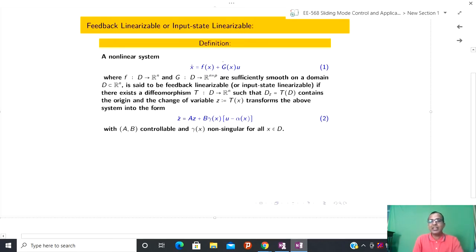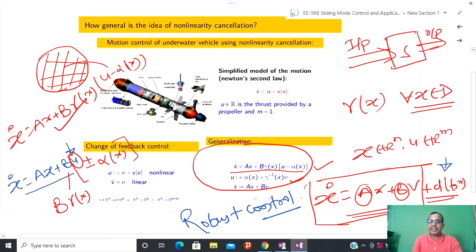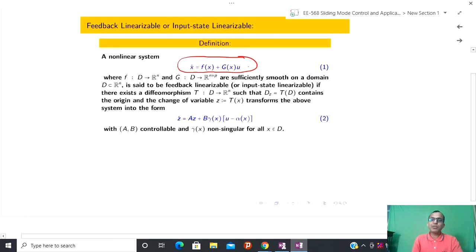Now what he is telling is that you can take any general system, x dot equal to f(x) plus g(x) into u. Now you can see that the system is not in this form. The first step, as we have seen, is that at least I am able to linearize this particular class of system. But since the system is not always in this form, suppose you have a system like this, x dot equal to f(x) plus g(x) into u, where x belongs to R^n. I am assuming again that I have an n-dimensional system.